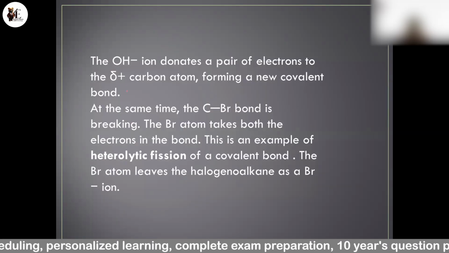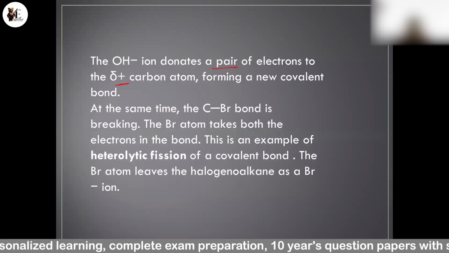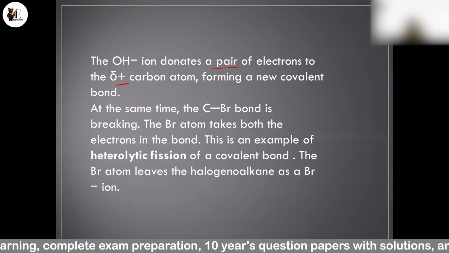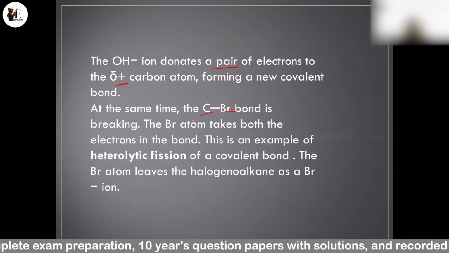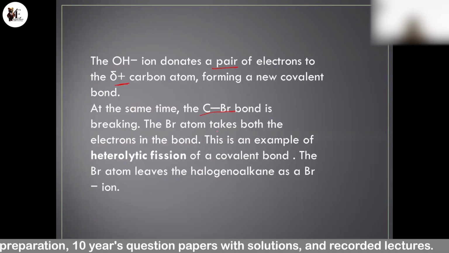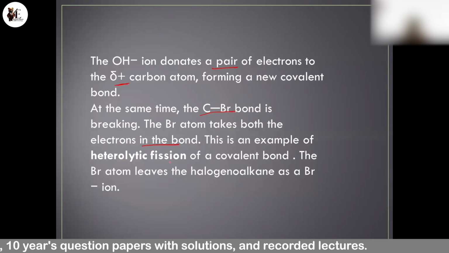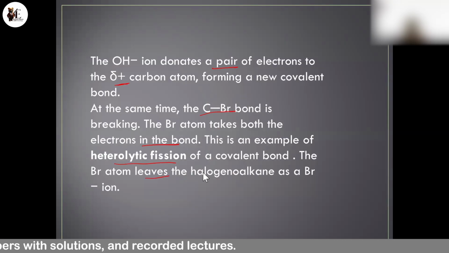The OH minus donates a pair of electrons to the partial positive carbon atom, forming a new covalent bond, and at the same time the C-Br bond is breaking. So the bromine atom takes both the electrons in the bond. This is an example of heterolytic fission of a covalent bond, and the bromine leaves the halogenoalkane as a bromide ion.